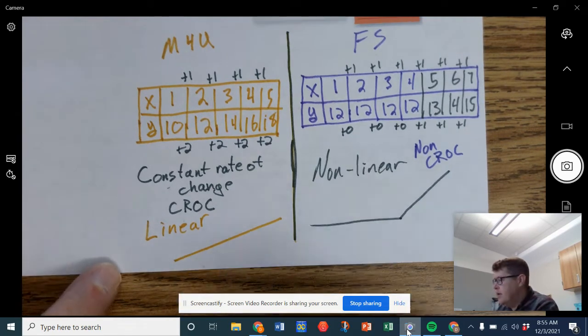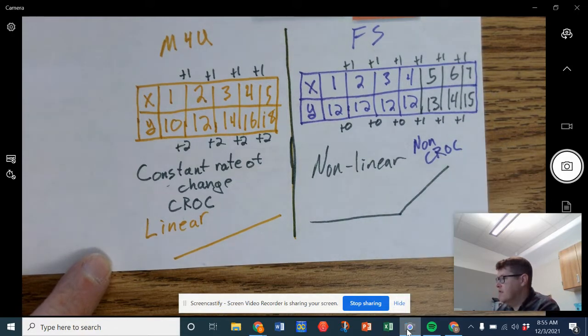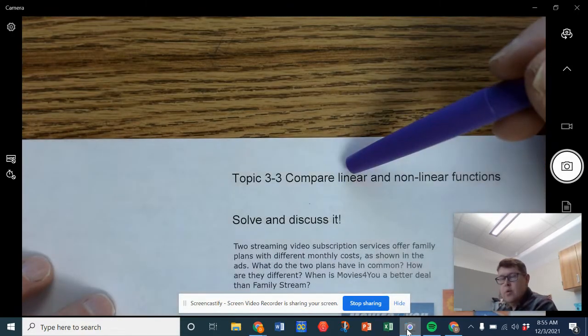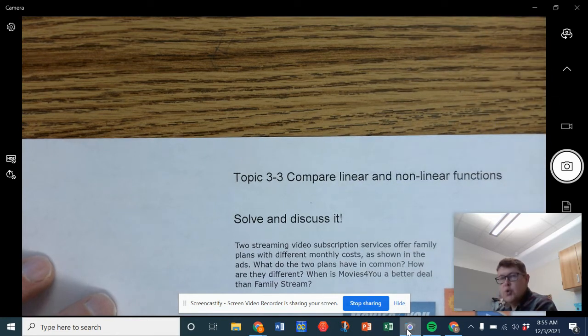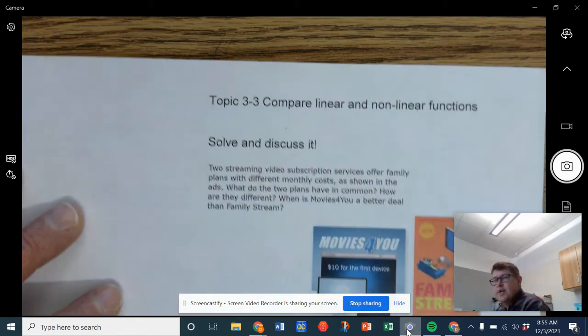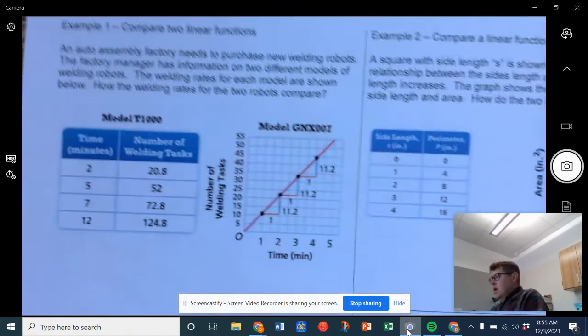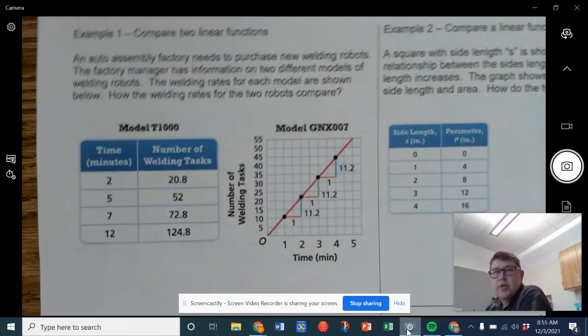We have a linear equation or linear function. We have a nonlinear function. And that is what we're going to be doing today. We're going to be comparing linear functions that form a line and nonlinear functions that do not form a line when graphed. Okay?